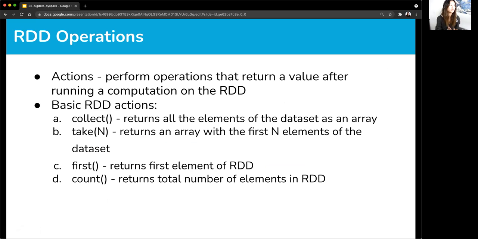There are also a bunch of operations. Actions are basically operations that return a value after running some sort of computation on the RDD. Basic actions include collect, which is sort of like outputting all of your rows in a data frame. Collect returns all elements of the data set as an array. You have take, which is kind of like doing dot head. If you do take n, you see how it returns an array with the first n elements of the data set. That's like doing df.head. There's also first, which gets you basically the first row, and there's also count. So you can see already there are a lot of similarities between the things that you can do here and the things that you can do in pandas.